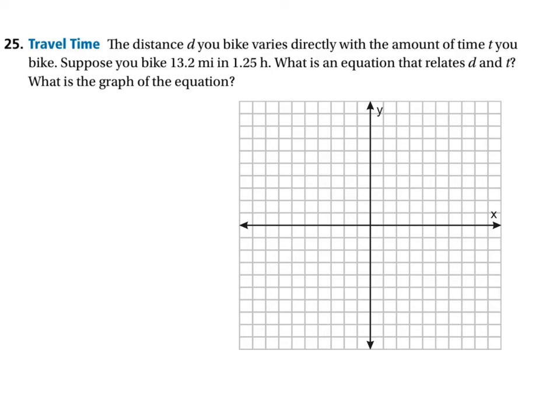Okay, it says the distance d that you bike varies directly with the amount of time t that you bike. So essentially what this is saying is that you're biking at a steady rate. You're not speeding up and slowing down. So suppose you bike 13.2 miles in 1.25 hours. What is an equation that relates d and t? And then what's the graph of it?